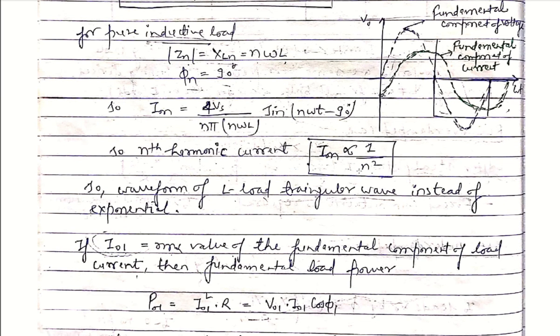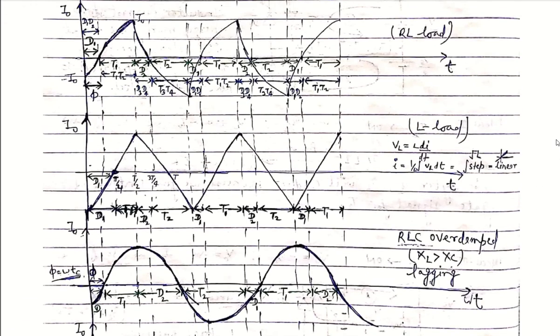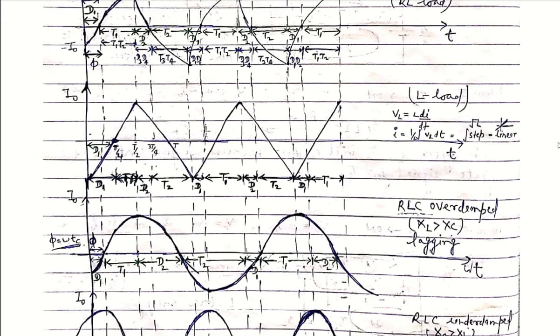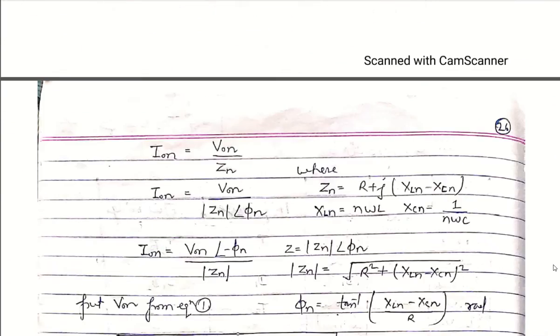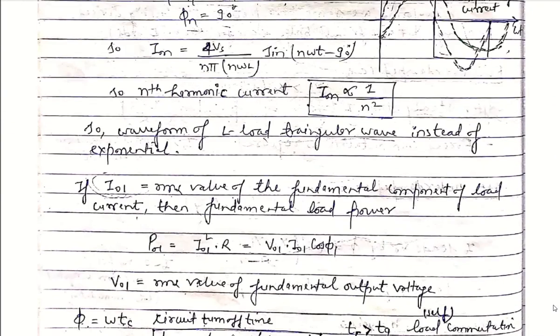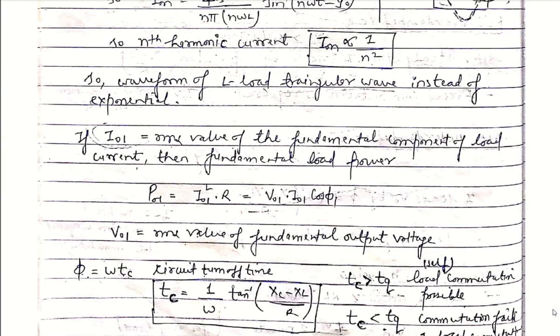So if the harmonic number n is changing, then the current waveform is also changing. In the L load, the waveform is triangular instead of exponential. So in the L load, the waveform should be triangular, as we see on the upper side. Here we see that for the pure inductive load case, it is triangular in nature. And we will come further to the fundamental calculation.